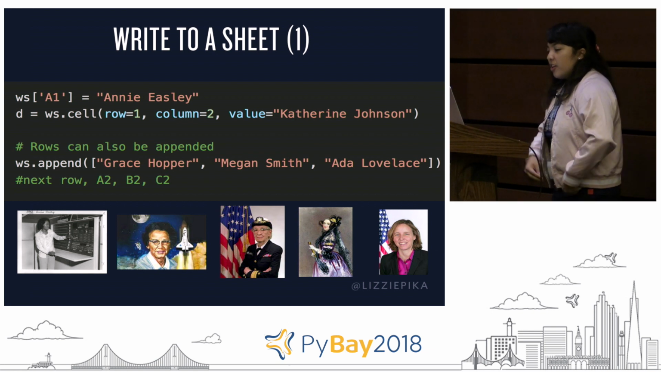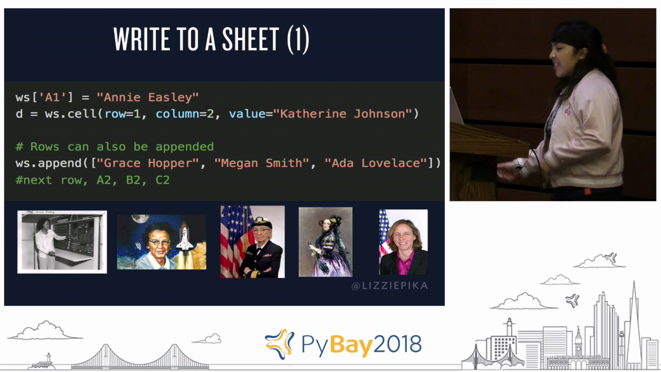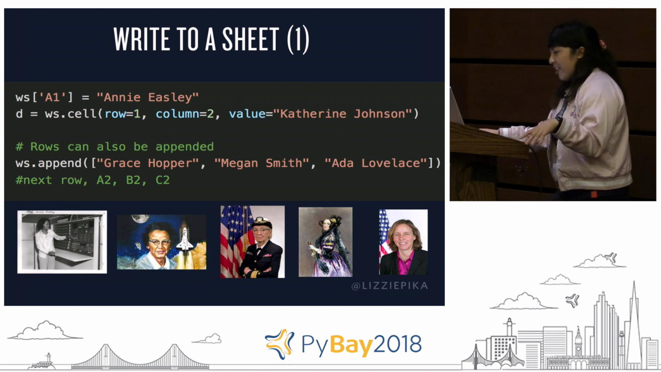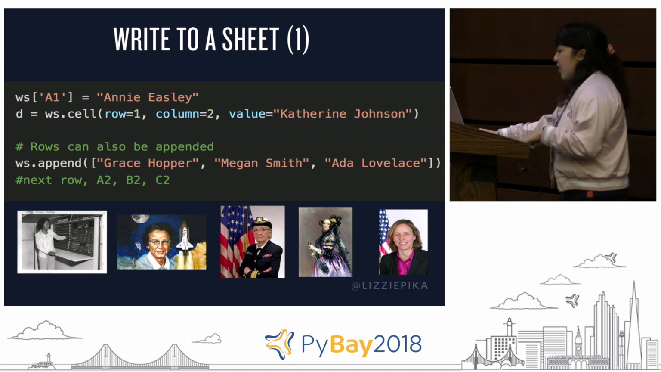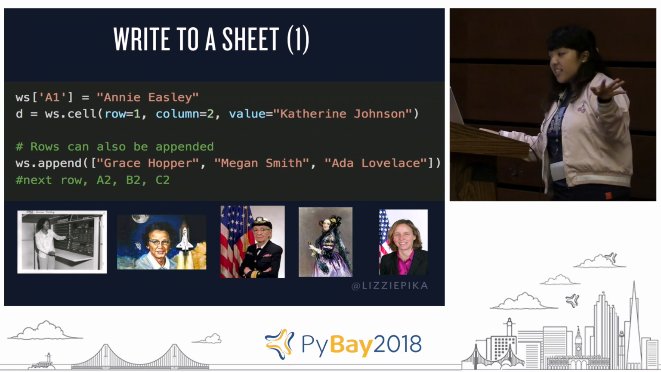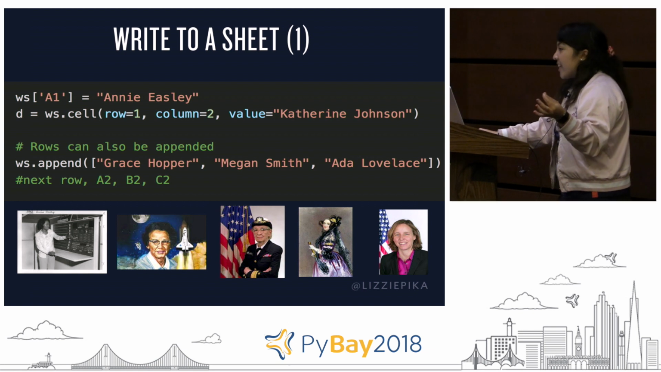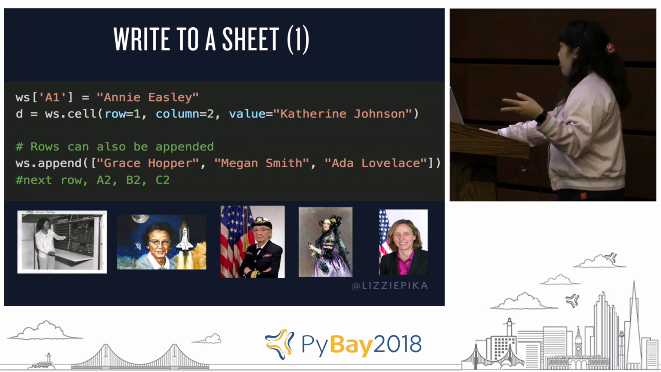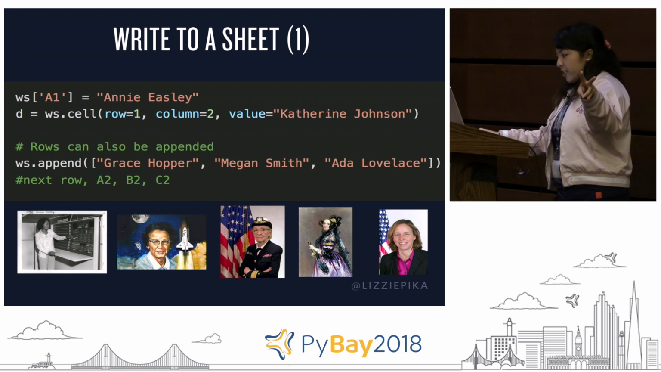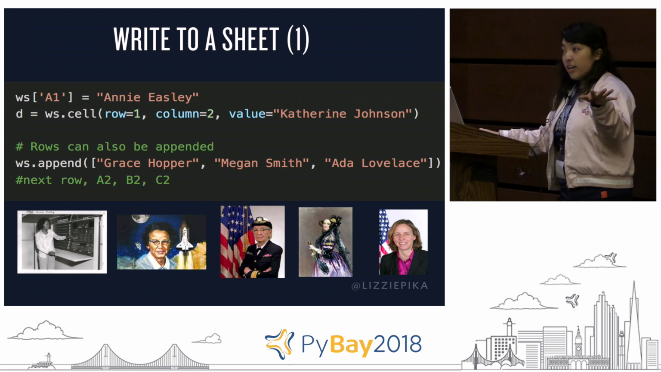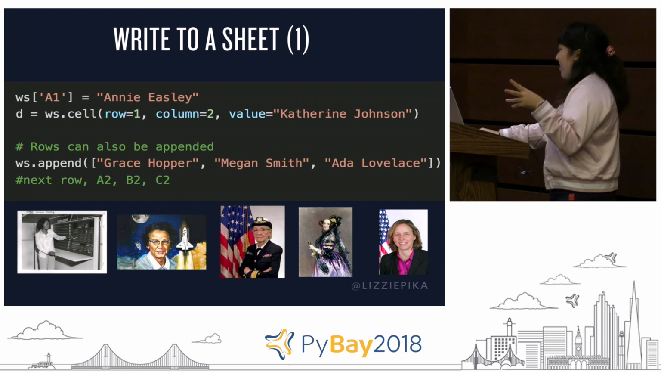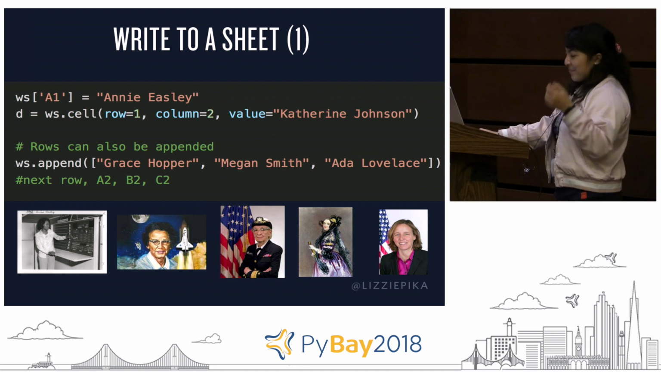You can also write to sheets. Here we assign the first cell, A1, to be Annie Easley, an American computer scientist, mathematician, and rocket scientist. You can also do the same thing in the next line with the .cell method, which lets you access cells with row and column notation. This line, line number 2, sets row 1, column 2 to contain Katherine Johnson of Hidden Figures NASA fame.